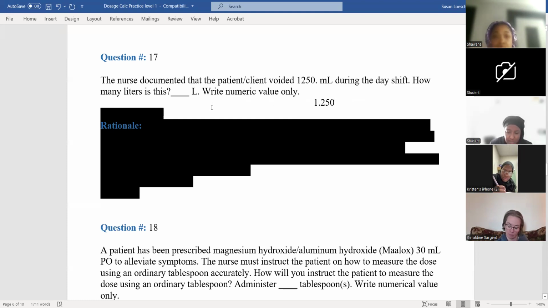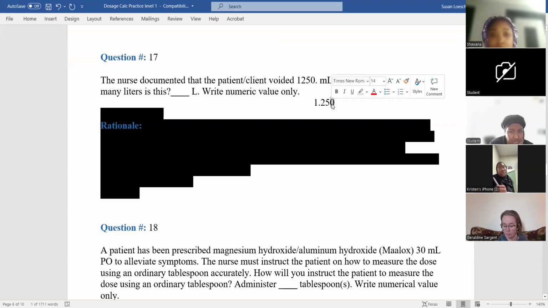1250 divided by 1,000 is what? 1.25. We don't use a trailing zero. So when you write it, you get rid of the zero there.